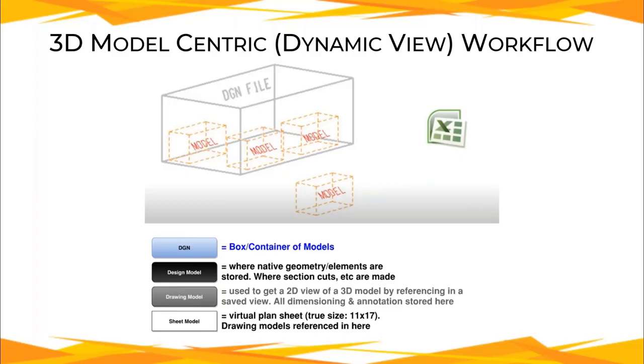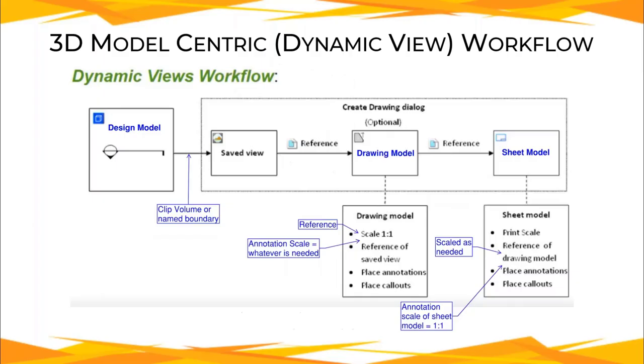Another way you can kind of think of the DGN, in the picture above at the top there, is like an Excel workbook, right? The Excel file itself has multiple tabs. So the Excel file is kind of like the DGN, and the models are sort of like the tabs in the Excel file. Again, so, a different way of looking at this.